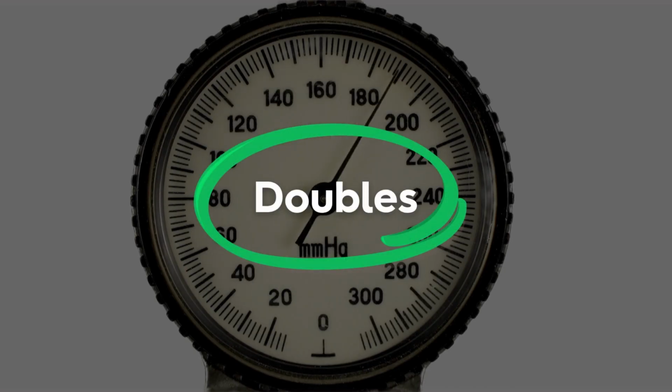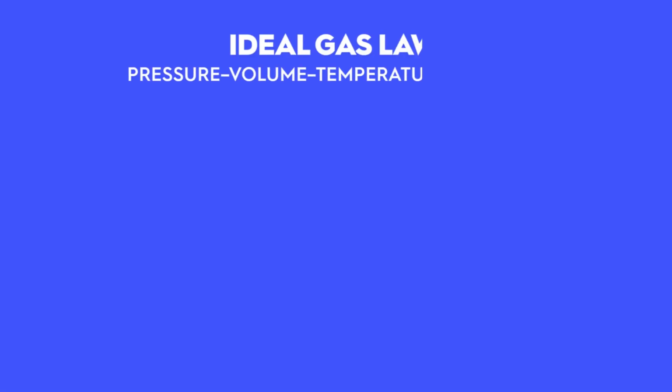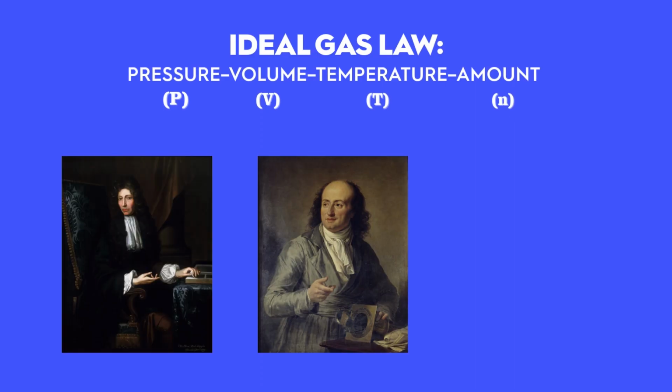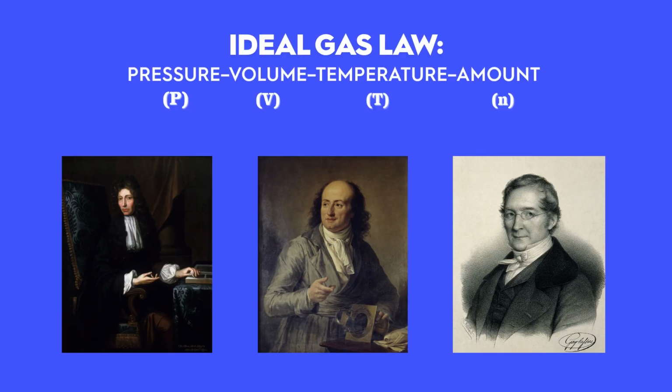Because pressure and volume are inversely related when other factors stay constant. In this video, you'll learn how pressure, P, volume, V, temperature, T, and amount of gas, N, connect. How Boyle's, Charles's, and Gay-Lussac's laws fit together, how to use the ideal gas formula, and how to avoid common mistakes.